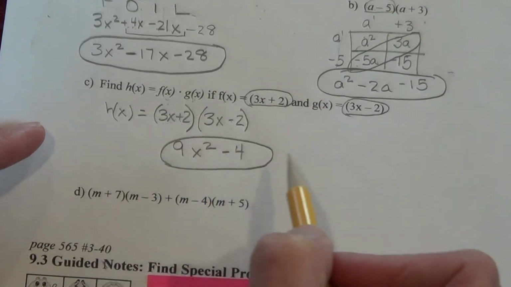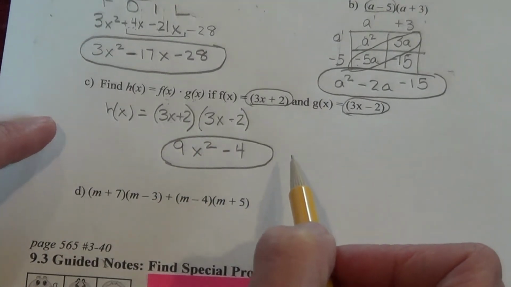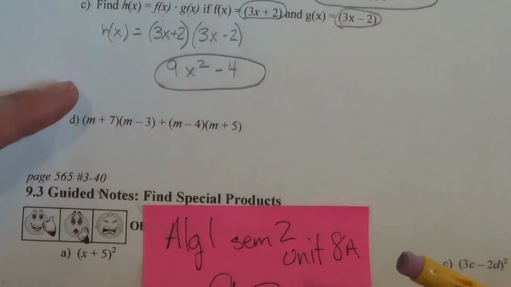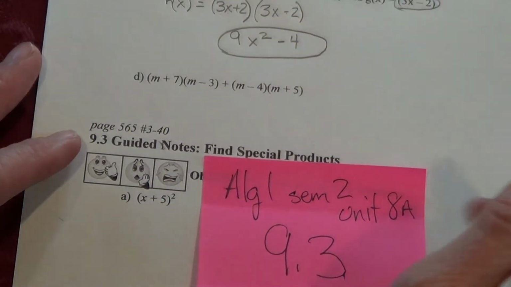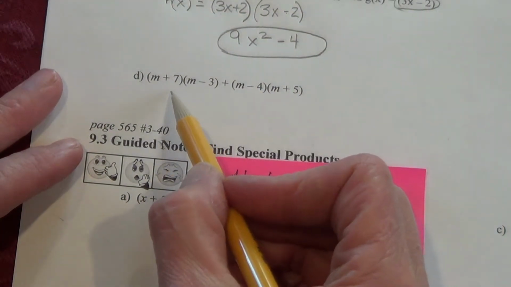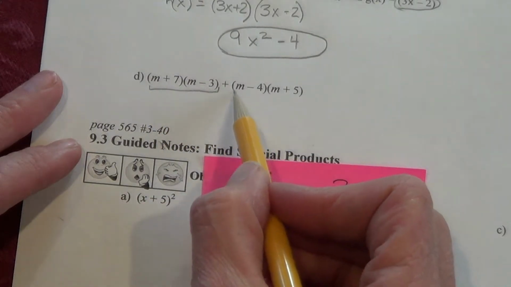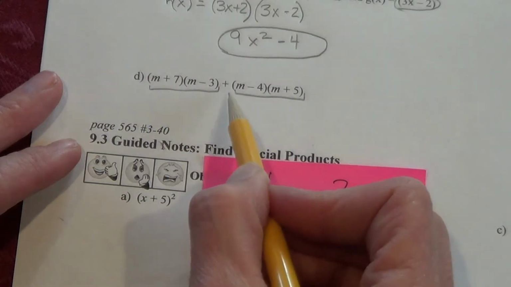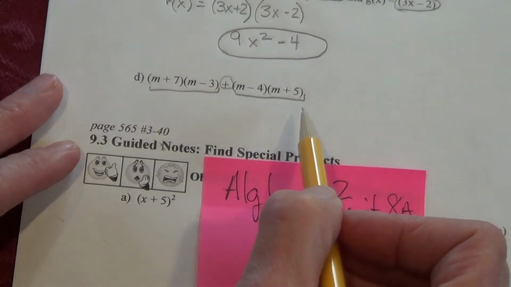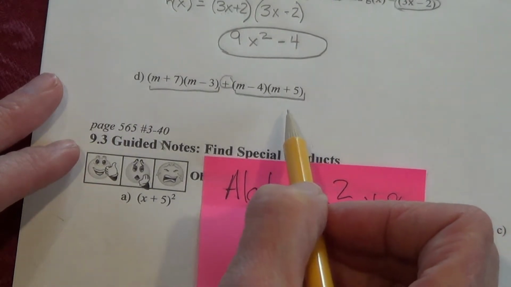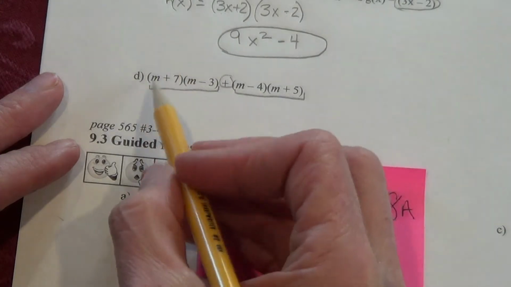If you did not, see a classmate in class, see if they got it, or ask a question at the beginning of the period. Here we have two things happening. We're going to be multiplying these two binomials, and then we'll be adding their products together. So our first thing is we'll FOIL.